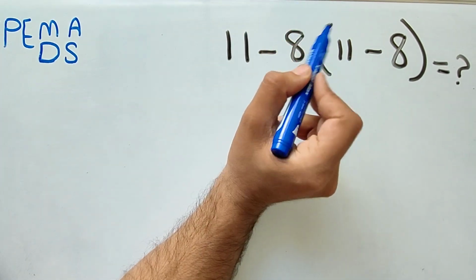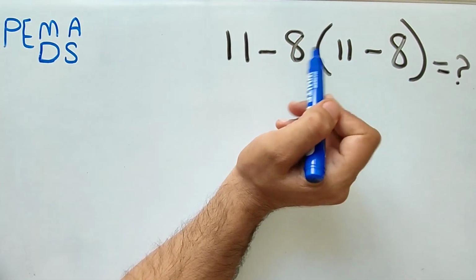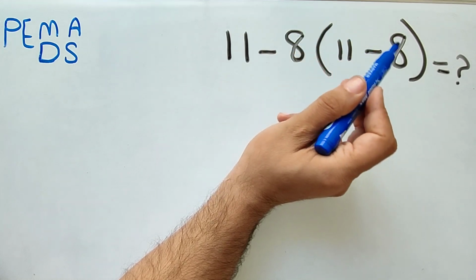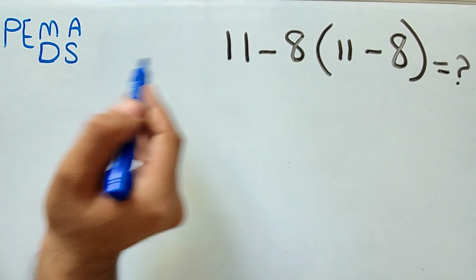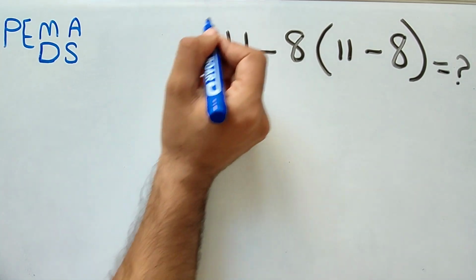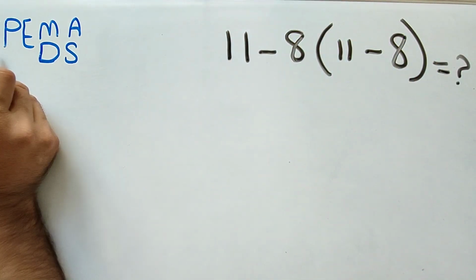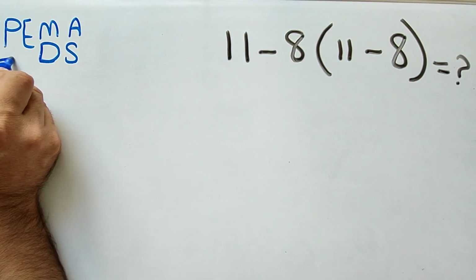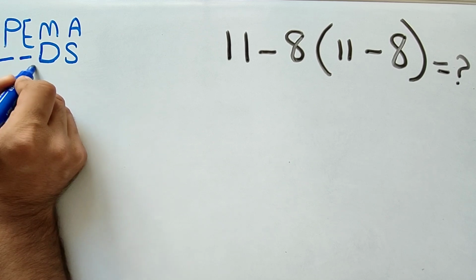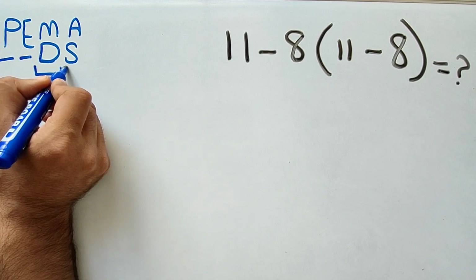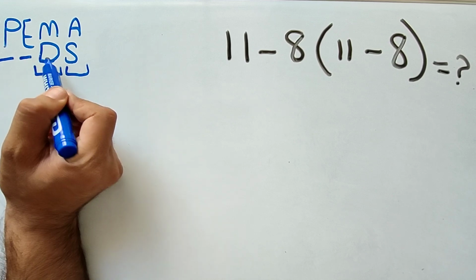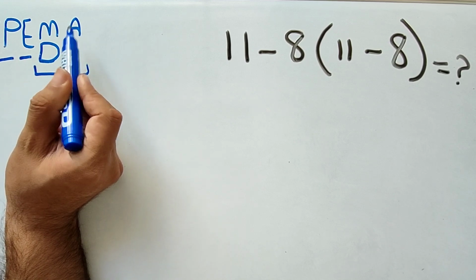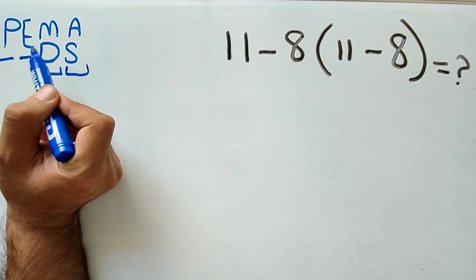We have one math expression here that we have to solve in this way. According to the rules of mathematics, PEMDAS, we have to solve this math expression in this way. First parentheses, then exponent, then multiplication and division, and then addition and subtraction. As we know, multiplication and division are equally important, and addition and subtraction are equally important.